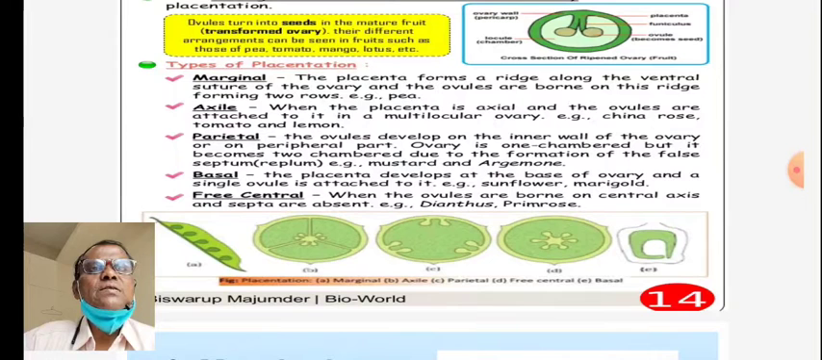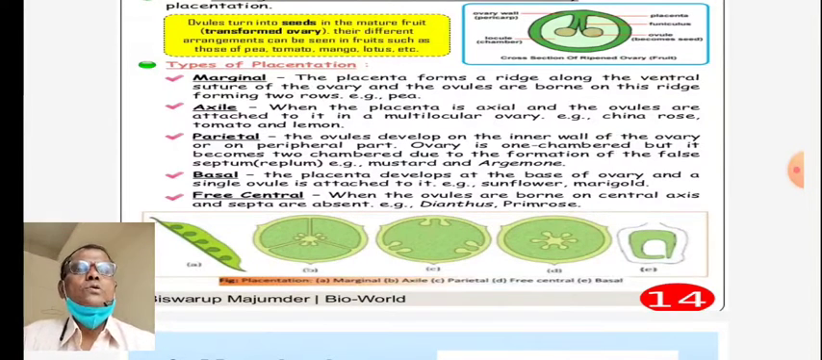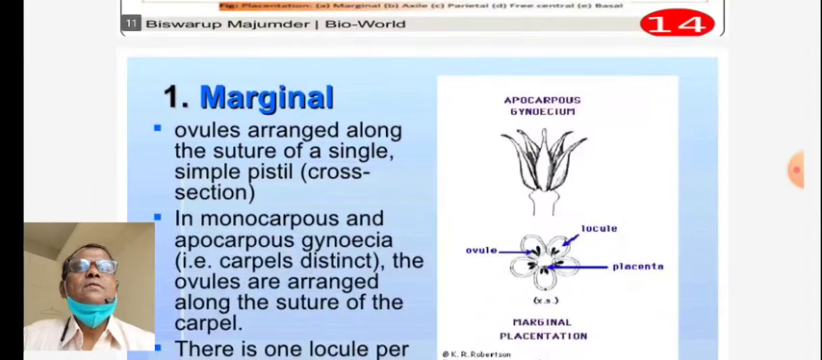Then basal placentation, it shows the development at the base of the ovary. A good example is sunflower or marigold. And free central, in small seasonal flowers, Dianthus, primrose. So you remember all these characters.